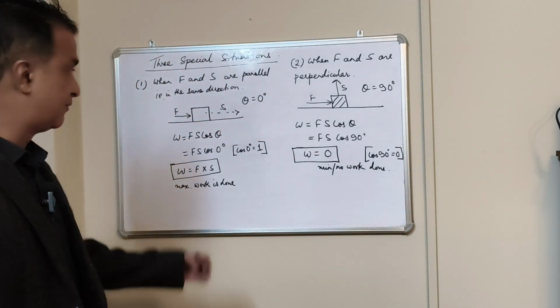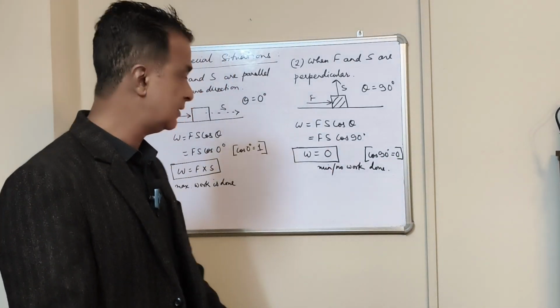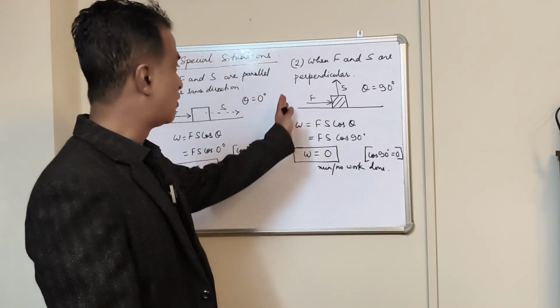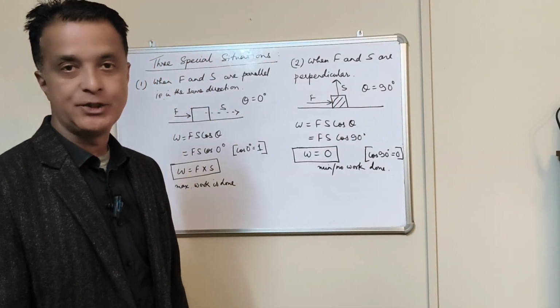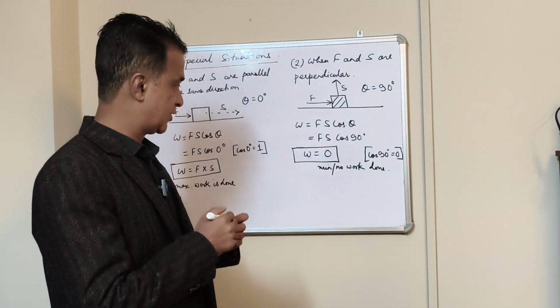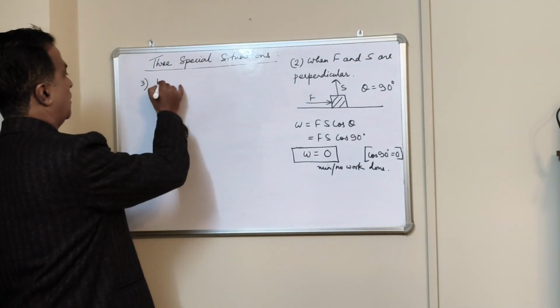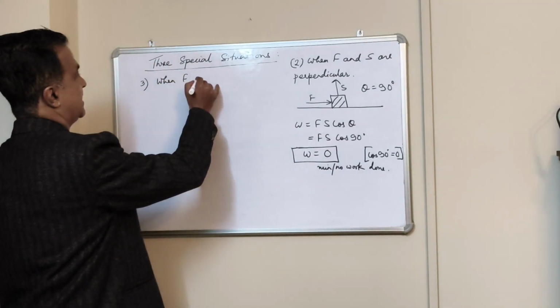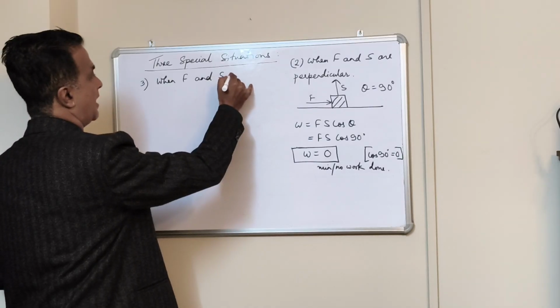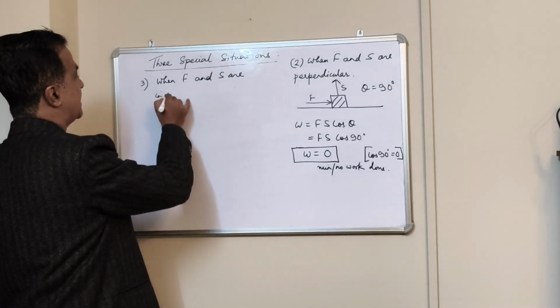So maximum work when force and displacement are in the same direction. Minimum work or no work when force and displacement are perpendicular to each other. Now the third situation. Third situation is when force and displacement are in opposite directions.